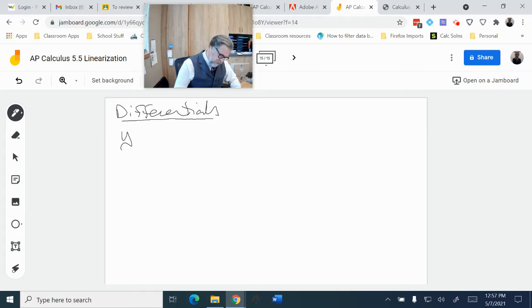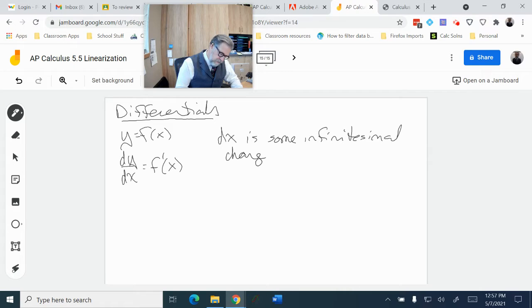First of all, given a function y equals f of x, we know that the derivative of y with respect to x can be written as f prime of x. Two different notations, but they are equivalent, so we can write them as equal to each other. So let's think about what these things mean. dx is some infinitesimal change in x. I said y there for a second, but dx is the infinitesimal change in x, and dy is the resulting change in y.